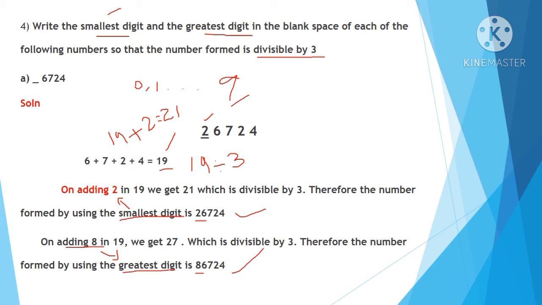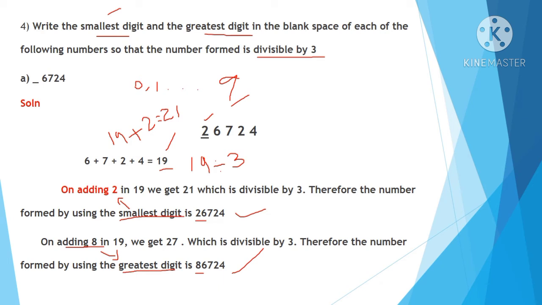Okay children. Next for 8. You just add 19 plus 8. What answer are you getting? You are getting the answer 27. So check whether 27 is divisible by 3. 27 divided by 3. Check whether you are getting the remainder 0. Yes, you are getting the remainder 0.